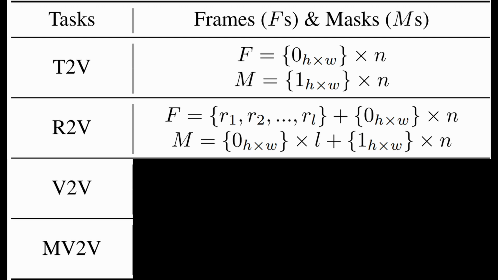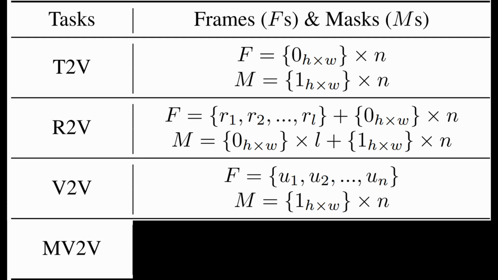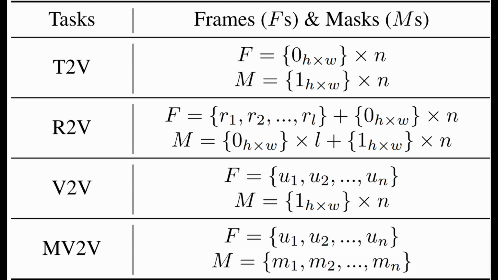For video-to-video, the frames depend on the input video, and an entire new video is generated where each frame is subject to changes by the mask. In masked video-to-video, the changes are only applied to the inputted masked frames, where mi equals 1.